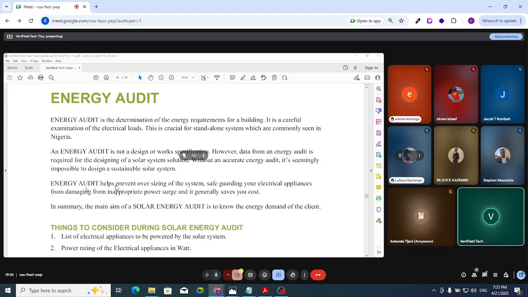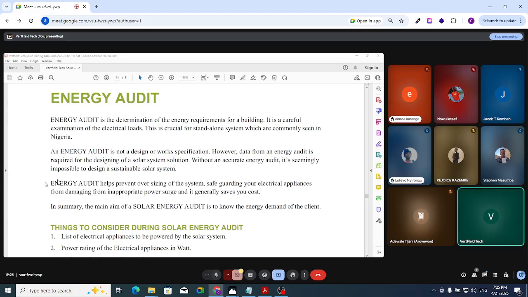On the third paragraph, you have this statement which says that what? Energy audit helps prevent oversizing of the system, safeguarding your electrical appliances from damage from inappropriate power surge, and generally saves you cost. So you can see three things that energy audit takes care of for you. Okay, three things. One, prevent oversizing of the system.